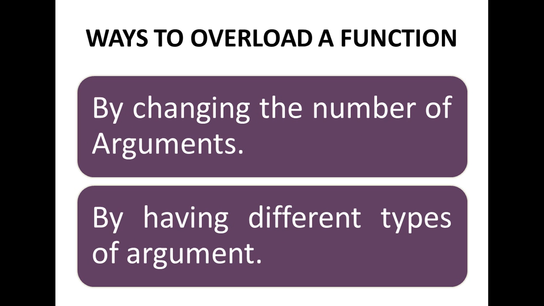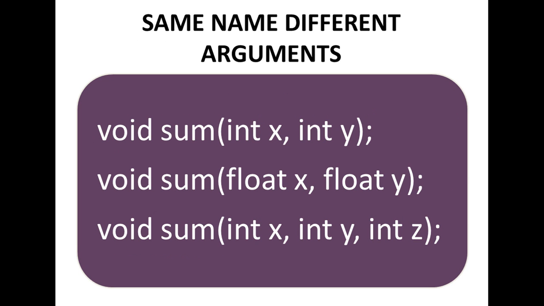So how can function overloading be done? While defining more than one function with the same name, function overloading can be implemented in two ways. Number one, by changing the number of arguments used in the function, and the second one is by having different types of arguments in the function. So here in this example, we could see we have three prototype declarations with the same name sum, but the number of arguments and the type of arguments is different.